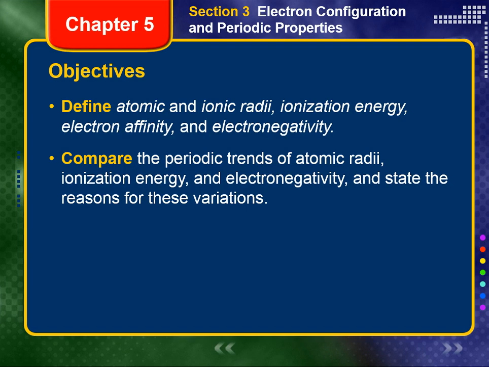At this point, you should start to be able to define atomic and ionic radii, ionization energy, electron affinity, and electronegativity, and compare the periodic trends of atomic radii, ionization energy, and electronegativity, and state the reasons for these variations.